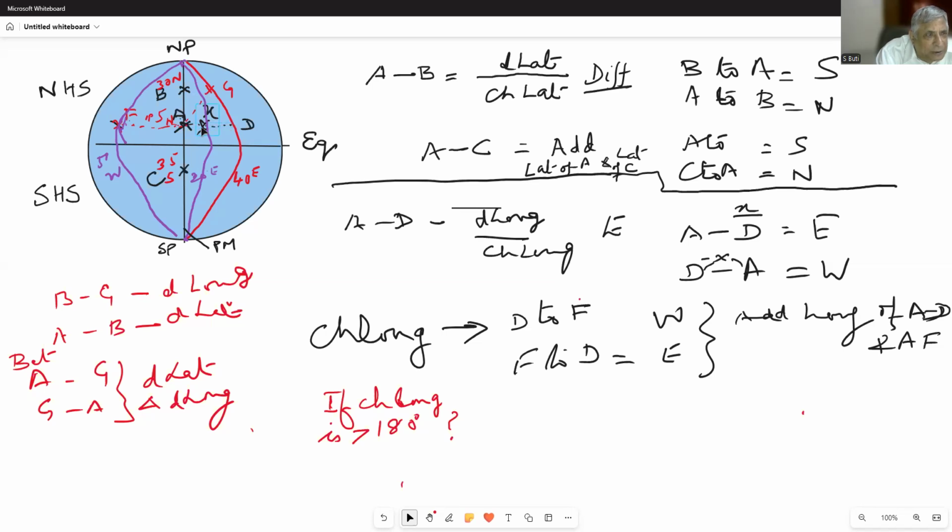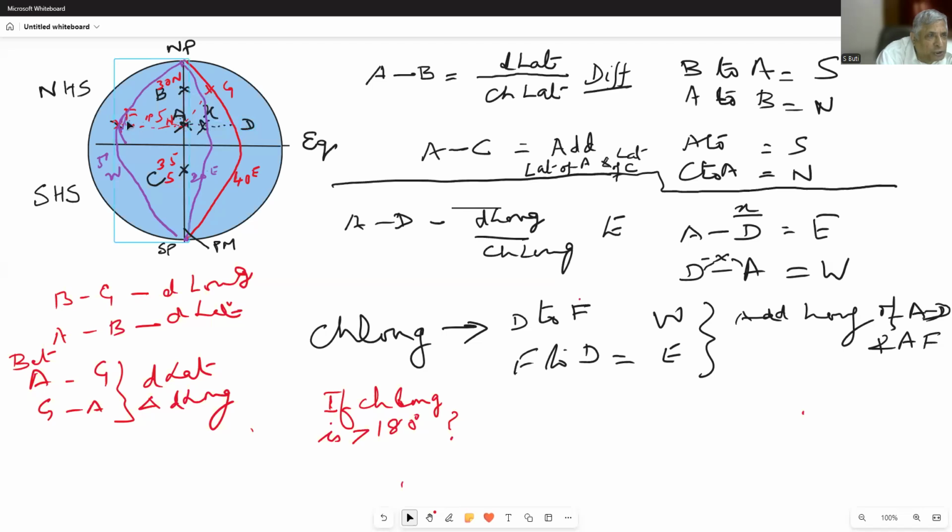Between X and D, since D is further east, change of longitude is east. But between D to X, change of longitude will be west. Both the places are east of the prime meridian, but X is less east compared to D. So we will say we are traveling, change of longitude is west.